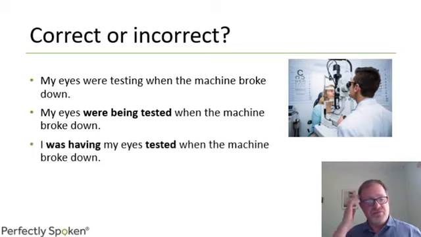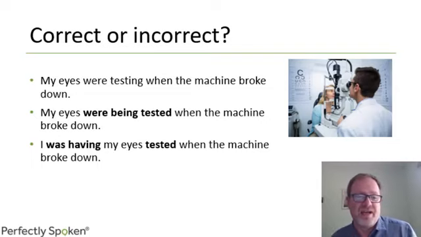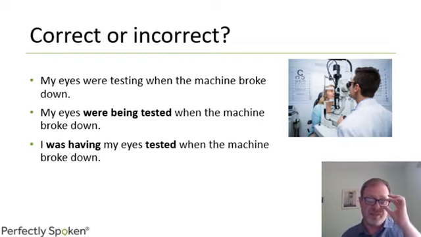Another structure you can use, which we will look at in lesson 48, but I'll just put it there because it's a possibility and possibly one you're more likely to use in this situation. I was having my eyes tested when the machine broke down, to have something done. Again, we'll look at this in lesson 48.